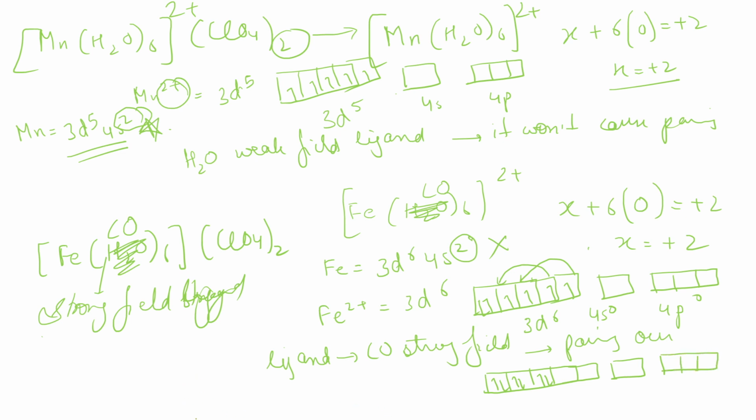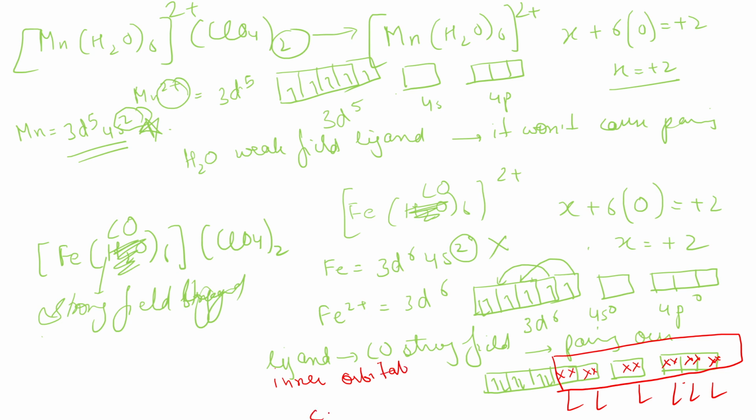So now when ligands will come, the ligand will donate its two electrons each in these orbitals. And so what we are covering now are the inner orbital complexes. So we are forming an inner orbital complex with the hybridization of, what is the hybridization over here?